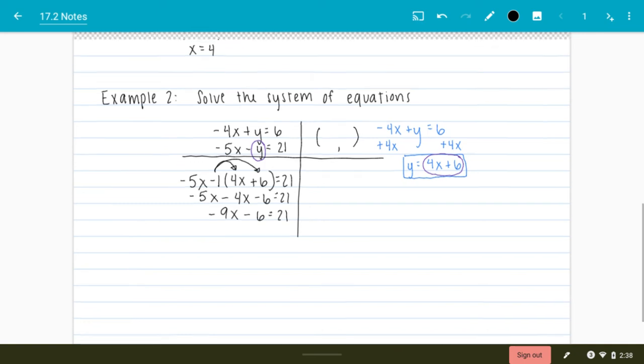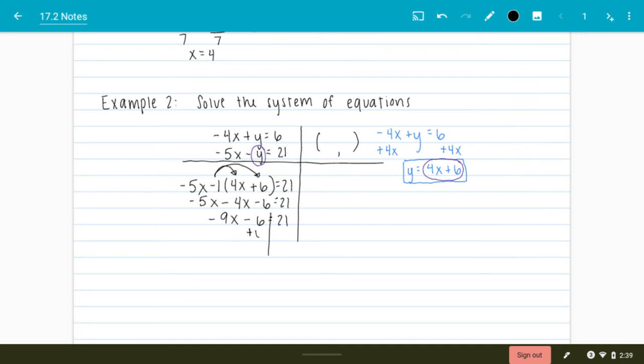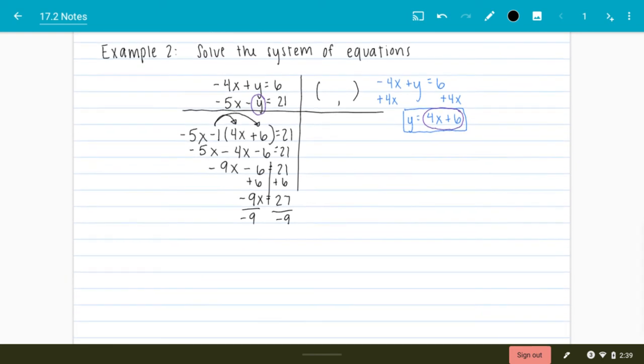Next step is to solve for x. So we're going to add 6. So we're left with negative 9x equals 27. Solving for x one more time, we divide by negative 9 because we have negative 9 times x, so we need to undo that with division. So negative 9 divided by negative 9 is 1, so we're left with x, and 27 divided by negative 9 is negative 3. So the x value of my solution is negative 3.